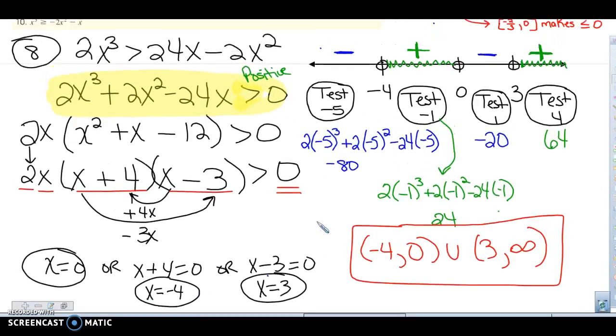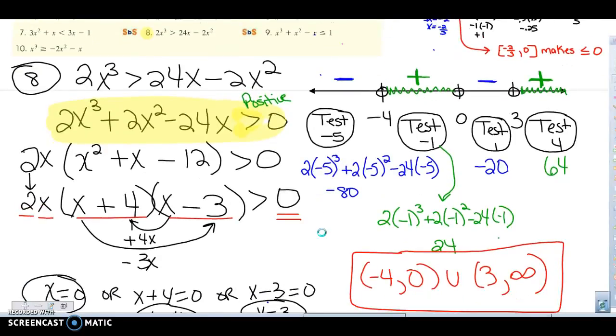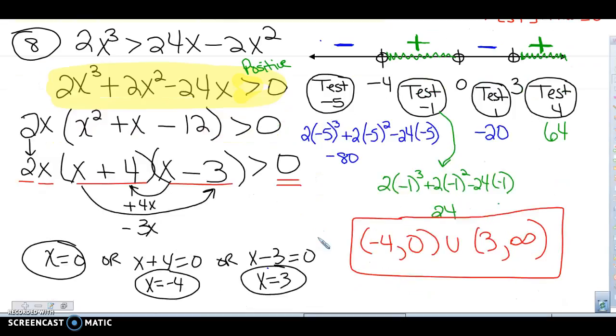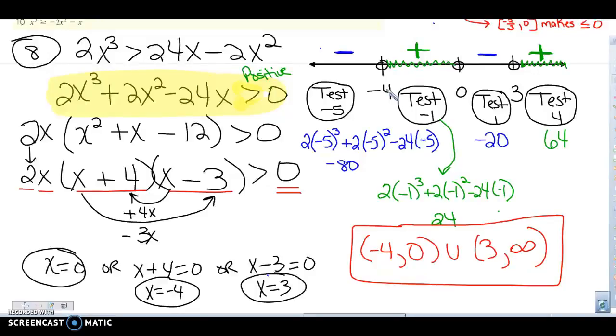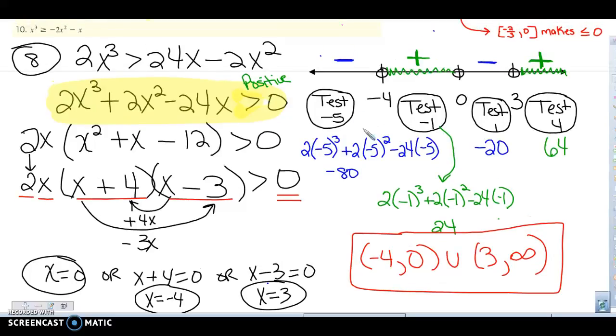We then labeled the number line with those 3 boundary points in the order that they would appear on the number line. So of course negative 4 first, 0 next, and 3 next. Notice we put an open circle over each number because this was strictly greater than, so we weren't including the boundary points. We then chose a test point in each of those intervals. We have 4 different intervals now on the number line.